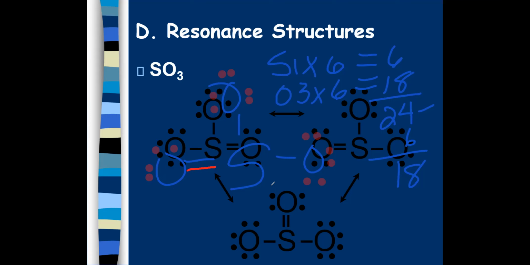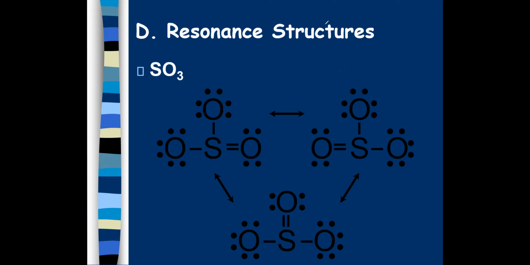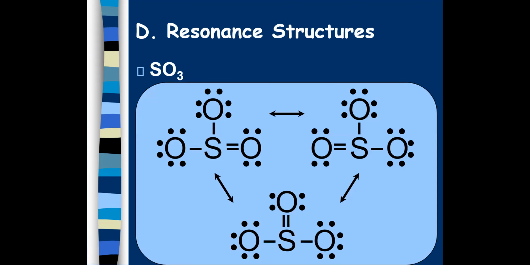But since this is the correct structure, couldn't that double bond be here or here too? Yes, it could. So in order to represent it, what we do is we write it like this. See? Because we have 3 different structures. All right, and that's that.